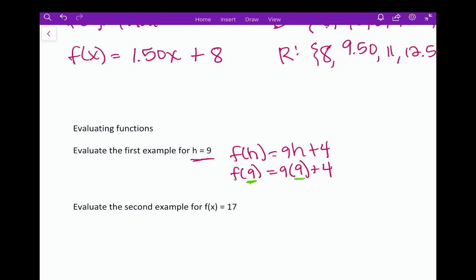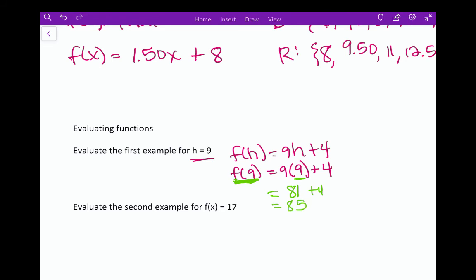Okay, this does not mean that you multiply f times 9. That is not what that means. You need to write that down. This means what is the value of the function when h equals 9? You need to write that down. What is the value of the function when h equals 9? So the value of the function is 9 times 9 plus 4, which is 81 plus 4, which is 85.